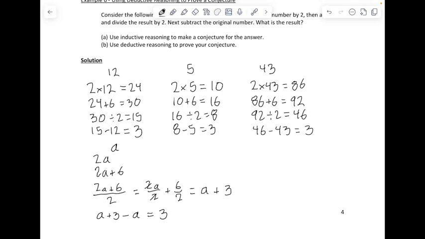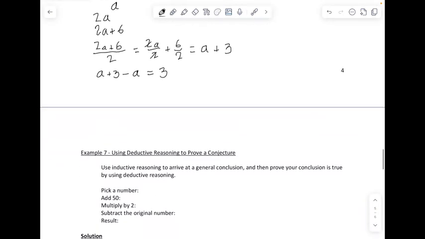Right? This is an example of using deductive reasoning. And using deductive reasoning for a general situation proves the conjecture is true. Whereas inductive reasoning, where we just test specific cases, shows evidence to support the conjecture, but it's insufficient to prove that it's true. Let's look at another example.